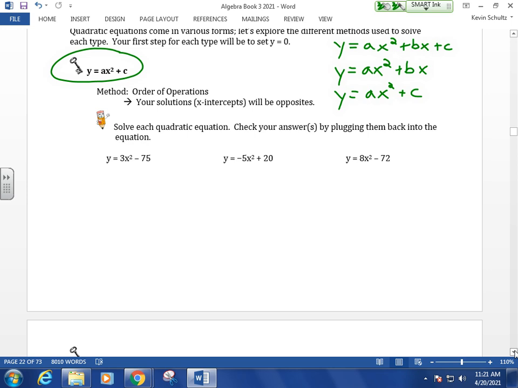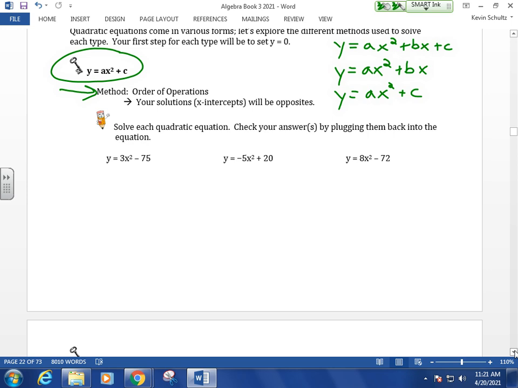Each of these has a different method we can use to solve it, which is why this is a 2-part objective. It's a pretty large one. Well, we're going to start with the y equals ax squared plus c. There's no bx term, which means our b value is essentially 0 here. And the nice part about this one is that because there's only one x term, we can use the order of operations to solve it. That's why we're starting here. We don't have to factor, don't have to do anything fancy. We can just use straight up order of operations to solve this.